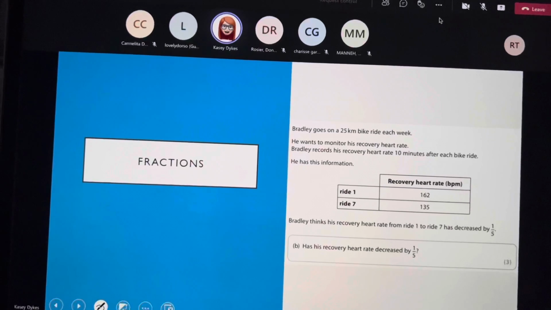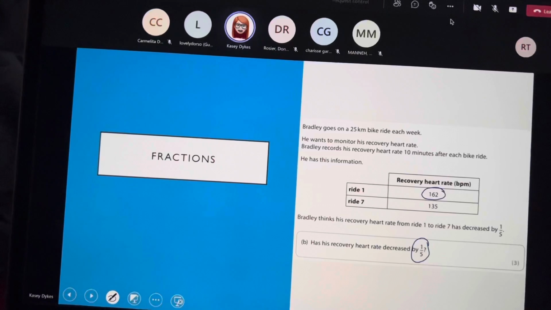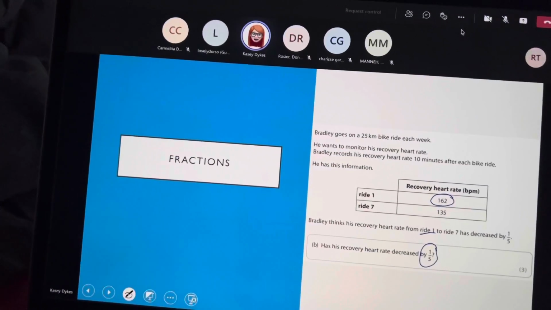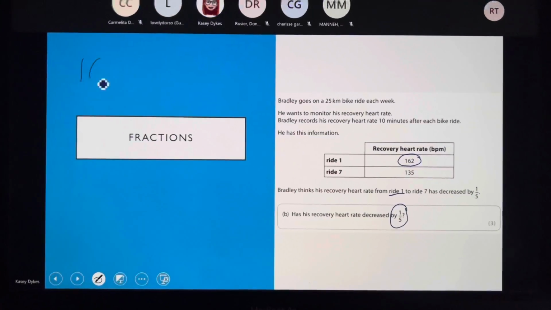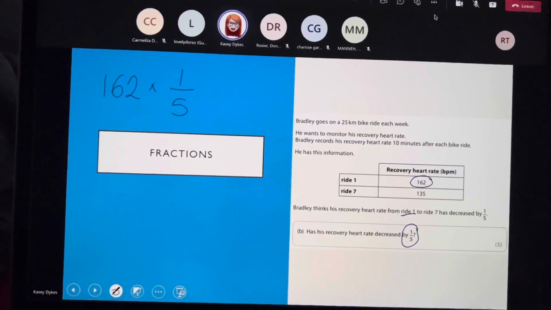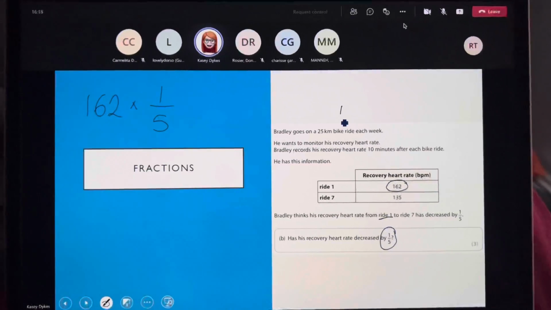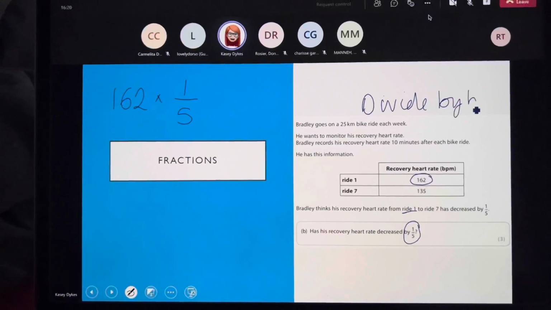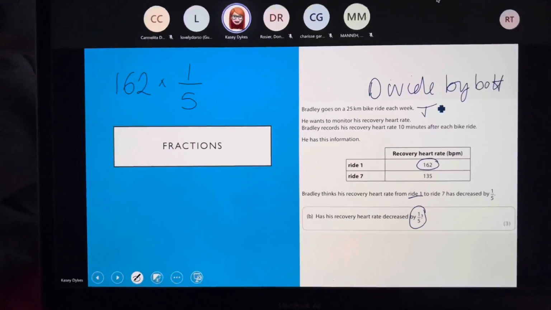Okay, so what we want to do is find 1/5 of 162. That's his starting heart rate, ride 1. And we want to see if between ride 1 and 7 it's gone down by 1/5. To do that, if you know how to do fractions or you have a method, that's absolutely fine. If not, the method we use is divide by the bottom, and then times by top.